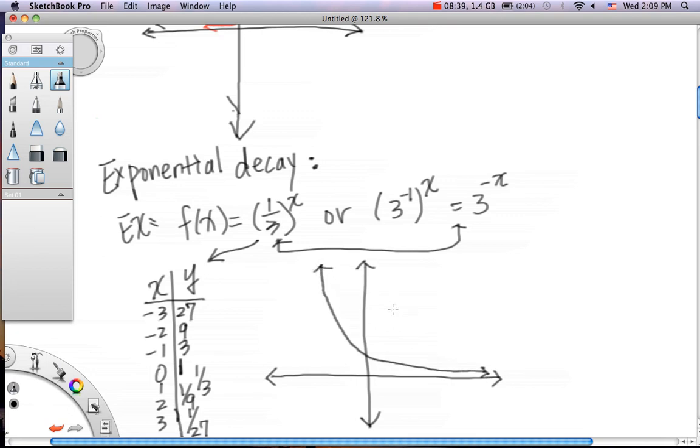If you think about 3 to the x, 3 to the x will look like this. So this is 3 to the negative x. Let me write it on the side. 3 to the negative x is 3 to the x reflected across the y-axis.